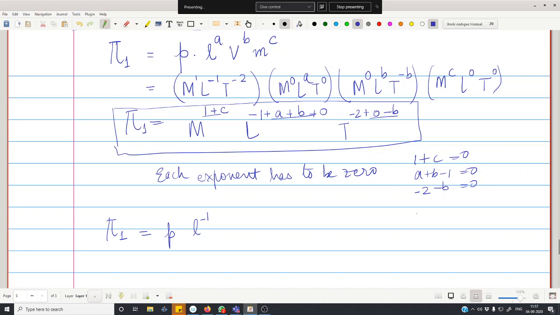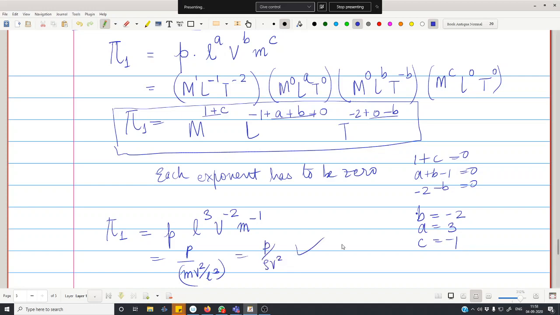No one is immune to it. A will be plus 3. B will be minus 2. A will be 1 plus minus B, so 3. And C will be minus 2. So let us correct it. L to the power 3, V to the power minus 2 and M to the power minus 1. So P upon M V square upon L cube. Essentially it is P upon rho V square.